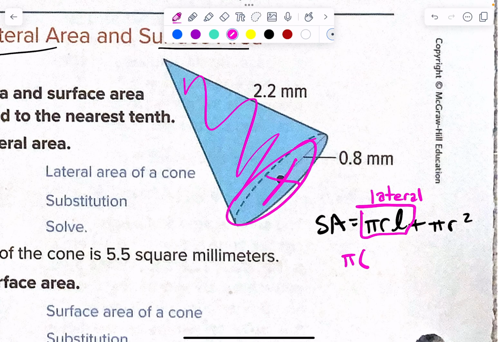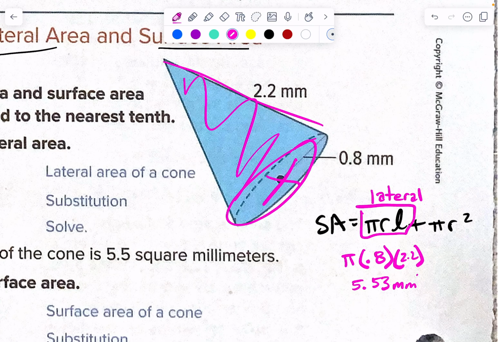So pi times the radius, and the radius is 0.8, times the slant height, and the slant height is the slanted one, which is 2.2. This is going to be my lateral. So I'm going to take pi times 0.8 times 2.2, and I get 5.53, and that's going to be millimeters squared. That's the lateral.